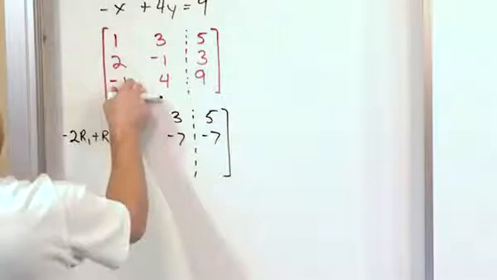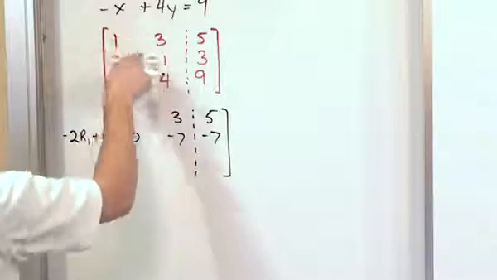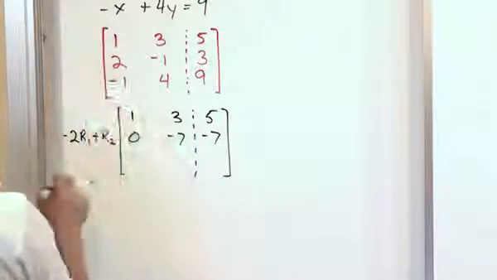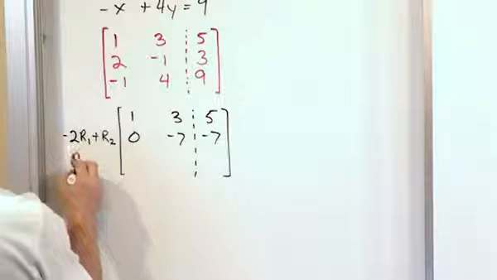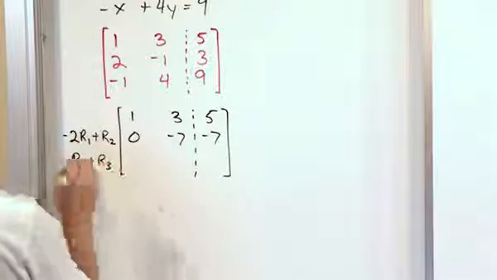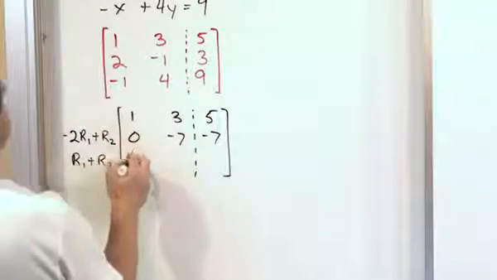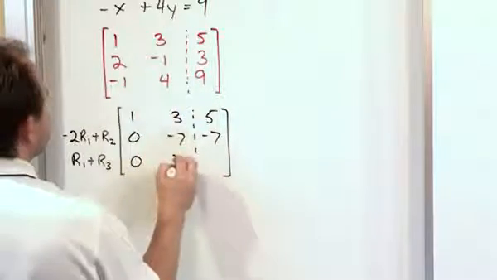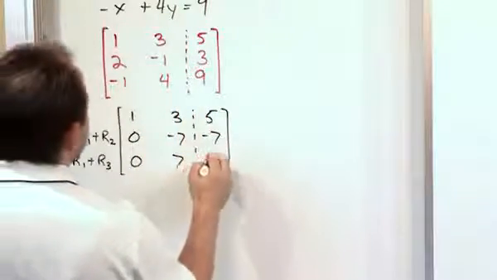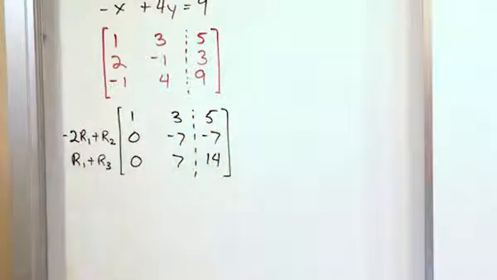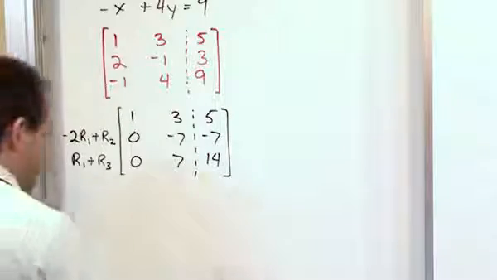And I want to get a 0 here as well, so I'm going to just add the first row to the third row. So I'll just call it row 1 plus row 3. When I add this to this, I get a 0. When I add this to this, I get a 7. When I add this to this, I get a 14. So far everything is behaving itself just fine.